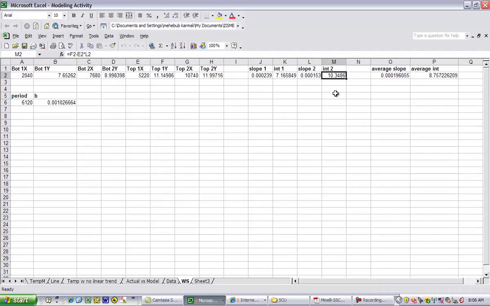Like I mentioned earlier, I'm going to do what real engineering kind of stuff does: you take averages. So I'm going to take the average of slope 1 and slope 2, and you can see the formula right there. The average is computed as equals the word AVERAGE, comma, select this cell, comma, and then select this cell here. That gives you the average.